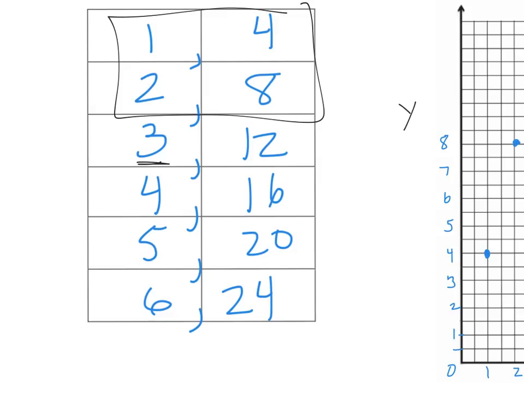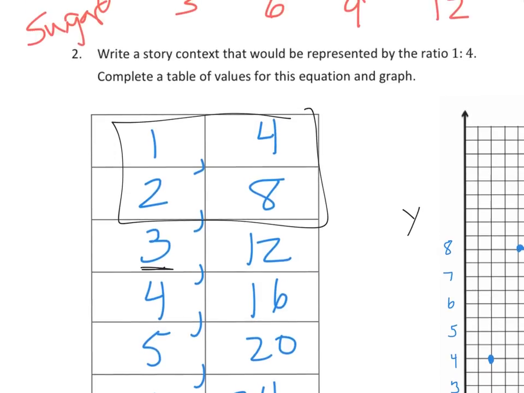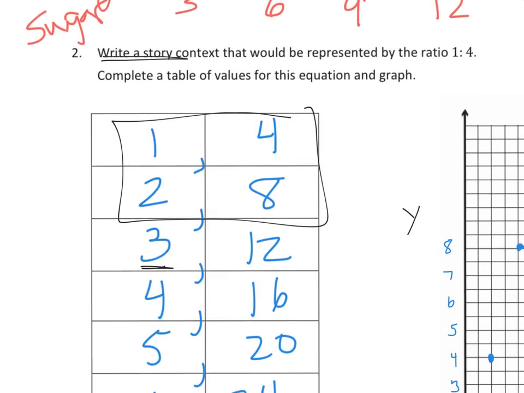So get your graph labeled, get your points plotted and your line put in, and don't forget about writing your story context, because 1 to 4 what? What am I talking about? Am I talking about cats to dogs? Am I talking about chickens to pencils? That would be an interesting story, but you get to pick the story context for it.